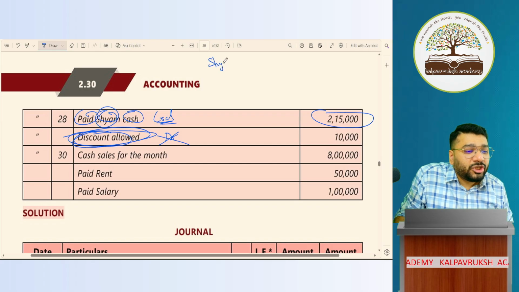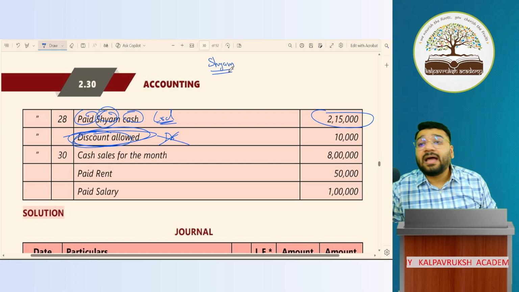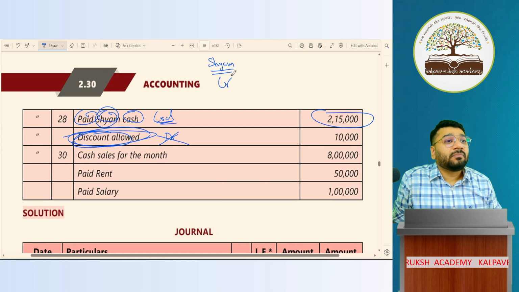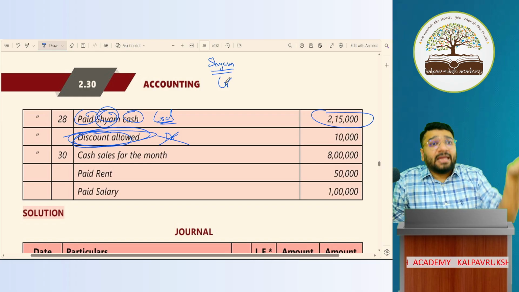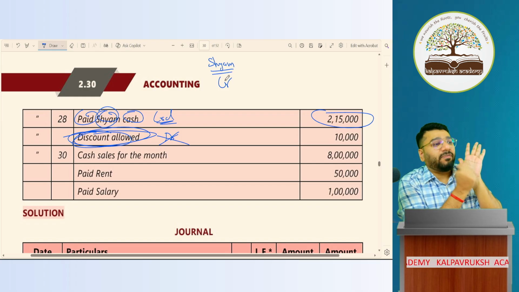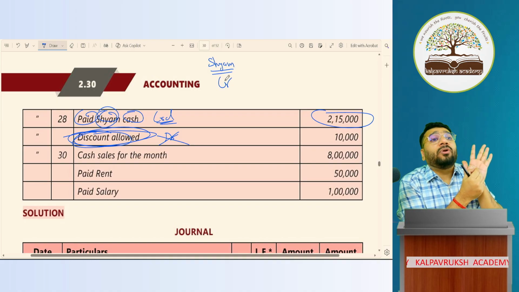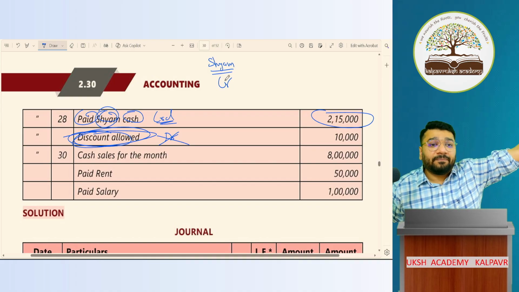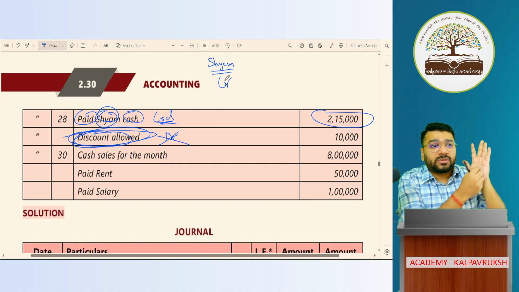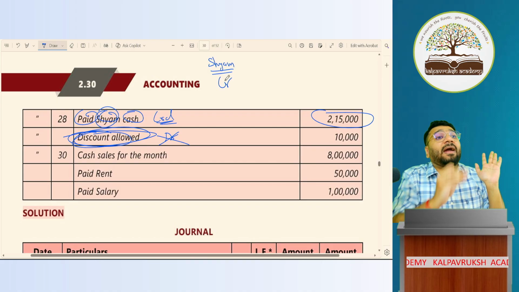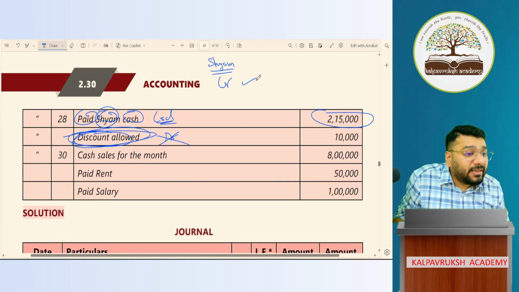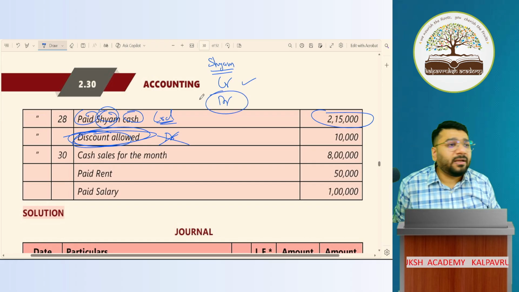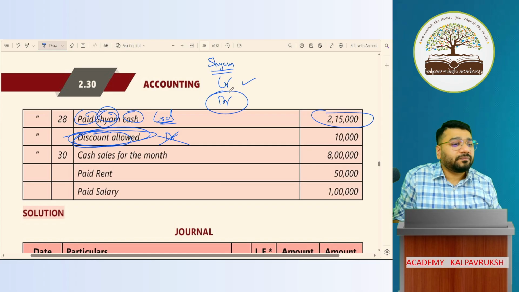Three accounts. One is Sham's account. Sham is a creditor, and a creditor is a liability. When you created the liability, you gave a credit. Now I've made the payment. After making payment to Sham, do I need Sham's name in my books of accounts? I need his name only when I have to remember to pay him. Once the payment is done, I will remove him from my books. To create him, you give a credit; to remove him, I'll give a debit. So Sham will now be debited. Okay? Next.